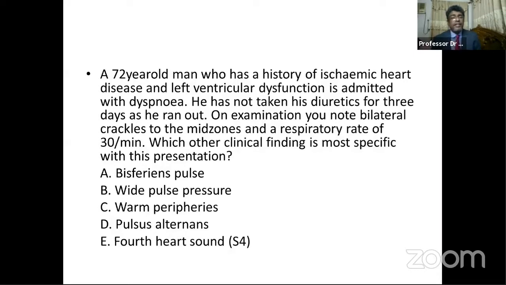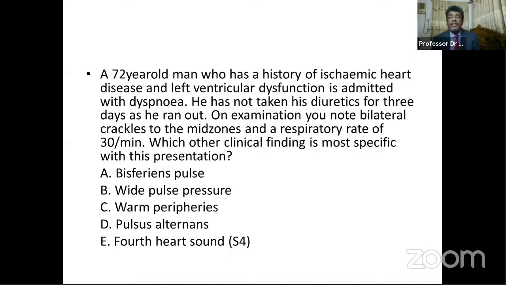Bisferiens pulse, wide pulse pressure, warm peripheries, pulsus alternans, and fourth heart sound. So among these 5 answers, which one is the best fit for this case scenario, as this case scenario is suggestive of features of left ventricular failure? Of the 5 answers here, which one is the best fit for left ventricular failure? The patient with a fourth heart sound, actually the patient should have a third heart sound.